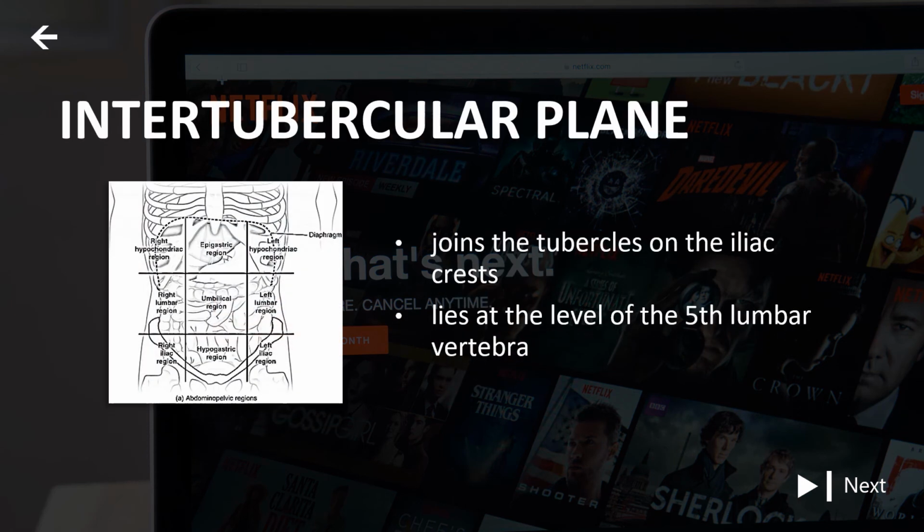Intertubercular plane. The horizontal intertubercular plane joins the tubercles on the iliac crests and lies at the level of the fifth lumbar vertebra.